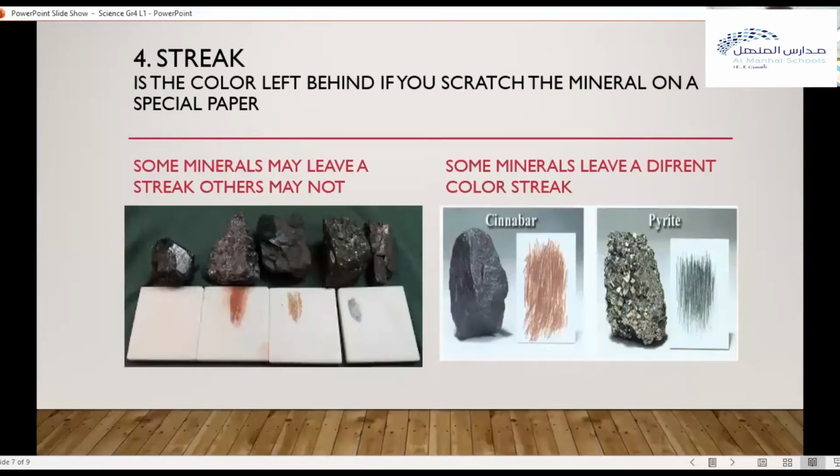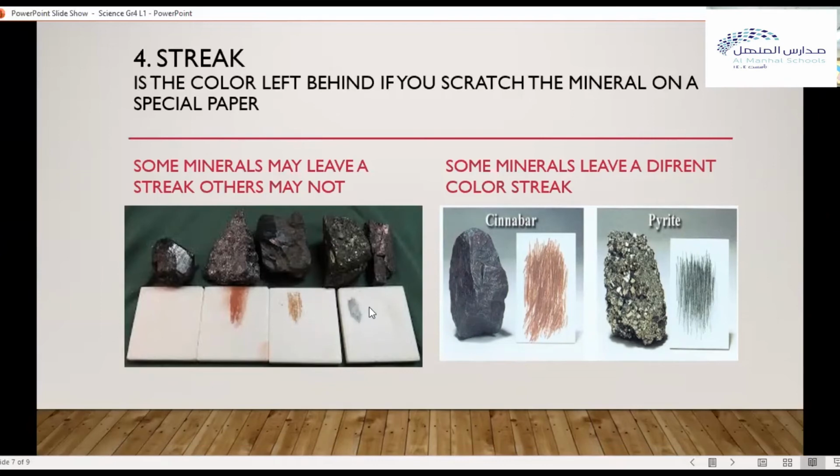The next thing that we can look at is streak. Now, streak is the color left behind if you scratch the mineral on a piece of paper, or on a special piece of paper. If we look at the minerals on this side, we can see that this is a very hard mineral because it did not leave a streak behind. It doesn't mean that it does not leave a streak if you don't see a color. The color can just be so faint that you cannot see it. Then if we look at the next ones, we can see that it leaves a brownish color, a lighter brown color, or a metallic color.